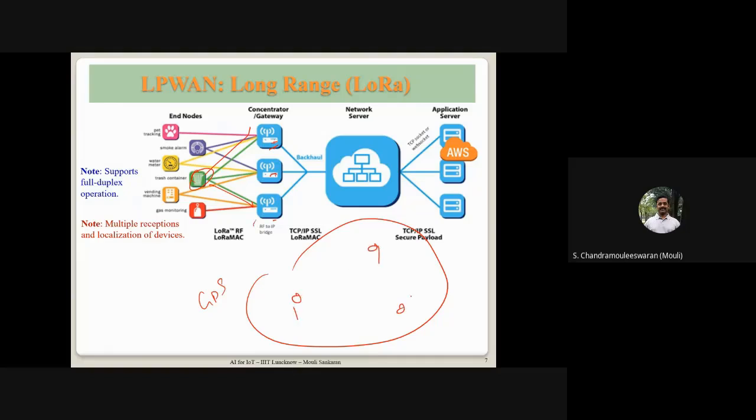Now, when you have an IoT device communicating with multiple base stations, the advantage is they can do localization. Localization is a very important technique in IoT. That means you should know where exactly your IoT device is with respect to some coordinate. It could be GPS, longitude, latitude, or whatever it may be. You should be able to map it to a particular Google map or whatever.